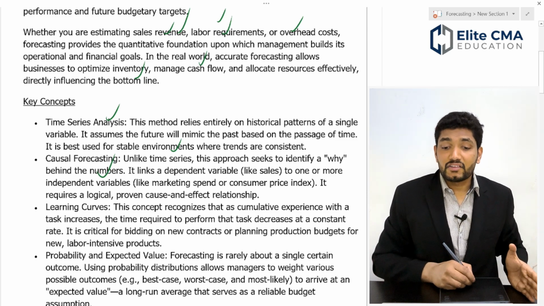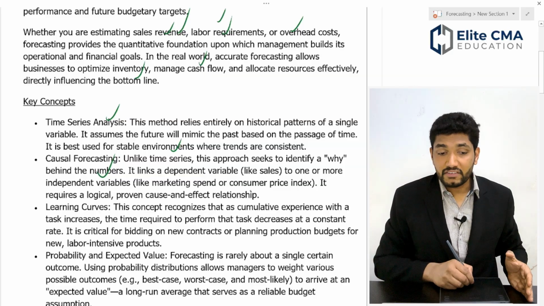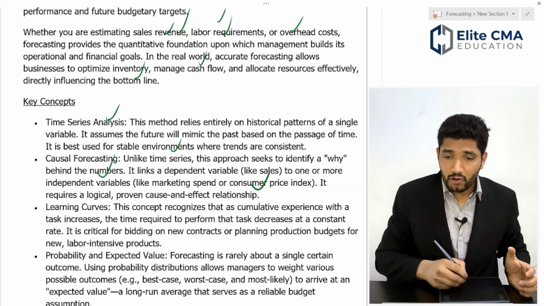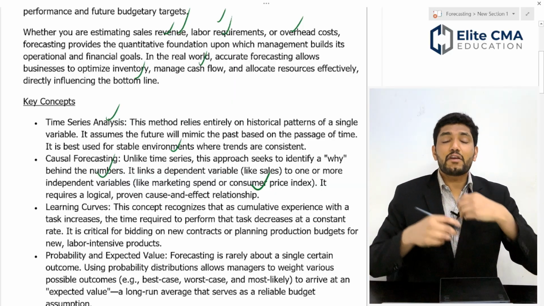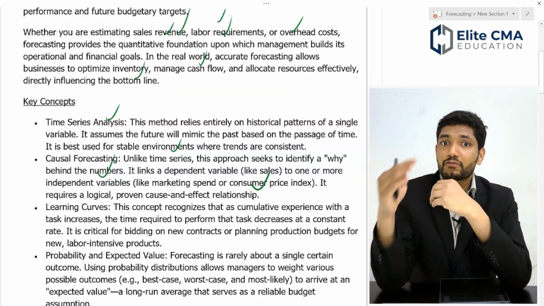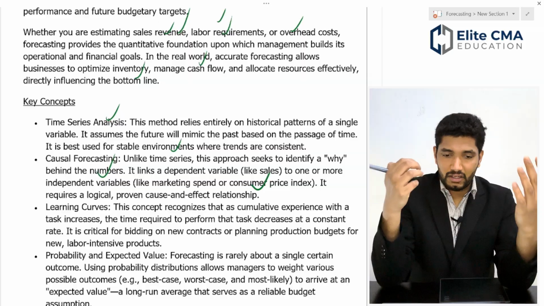Suppose your marketing spend or consumer price index. Causal forecasting requires a logical, proven cause and effect relationship between one figure and another data or another figure.